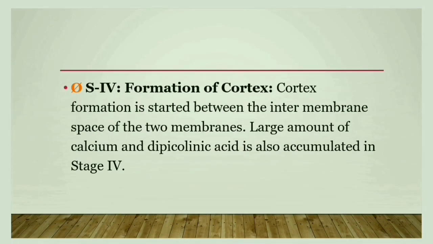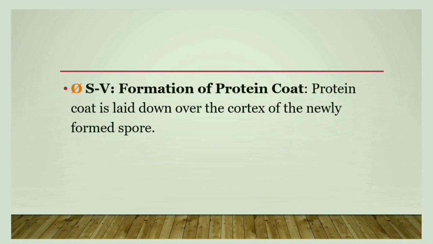Next is stage 4, and in this stage the formation of the cortex occurs. The formation of cortex occurs in the intermembrane space, that is, the space between 2 membranes. A large amount of calcium as well as dipicolinic acid is accumulated in this stage. The next stage is the stage 5, and in this stage the formation of protein coat occurs. That is, a protein coat is laid over the cortex.